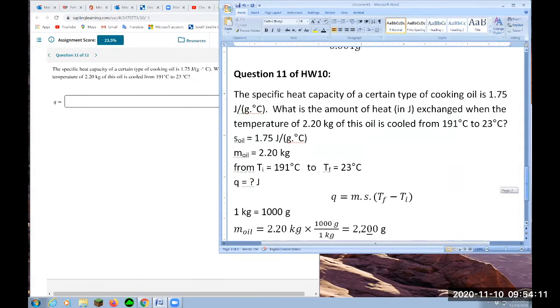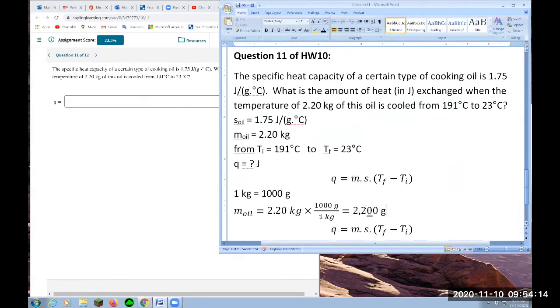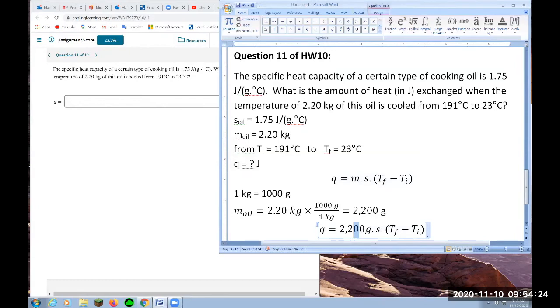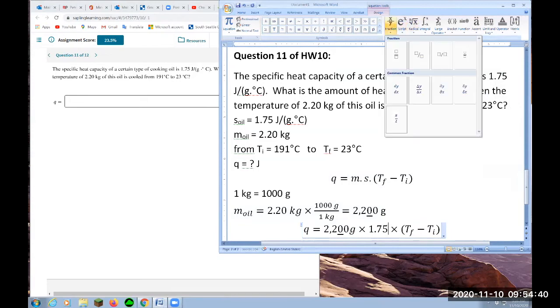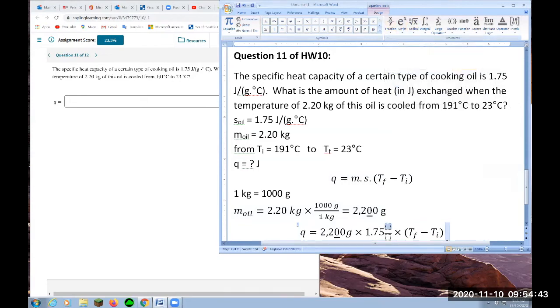So now we are ready to plug in the values in the heat equation. So let's do that. Mass is 2,200 grams, and we have it underlined here to show the number of sig figs. This is multiplied by s, which is 1.75, and the units are joules on top per gram and per degree Celsius.